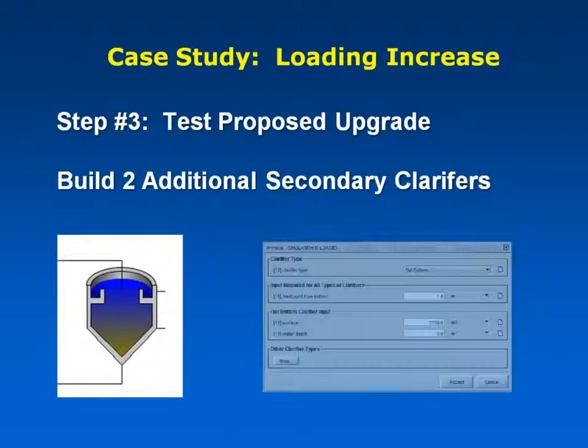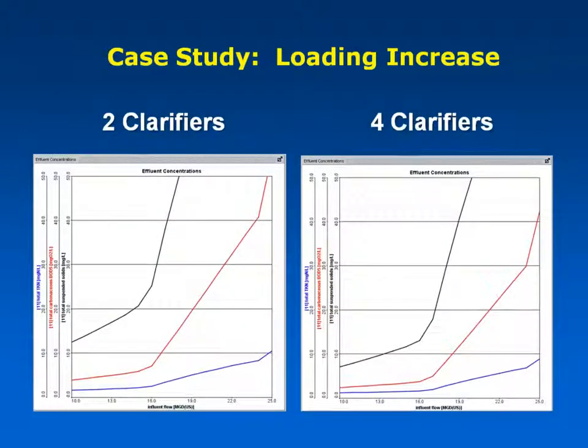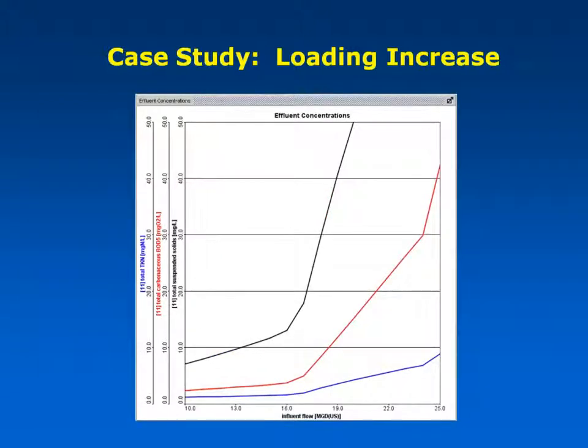Okay, so I'm going to come back and take a look at those results now. So I'm going to compare those 2 sets of results side by side. So with 2 clarifiers, we can see where we were limited before. And we can see here that by adding 2 more clarifiers, we've achieved more capacity, and these lines are pushed sort of to the right. That allows us to indicate that we've got more capacity now with our clarifiers, and we get better performance, and we get a little bit more life out of our plant before we fail.